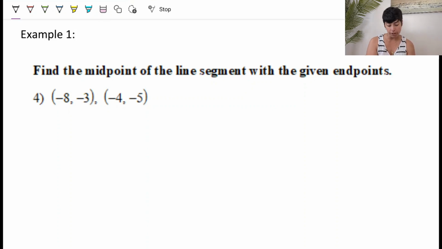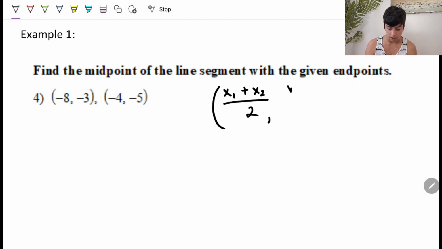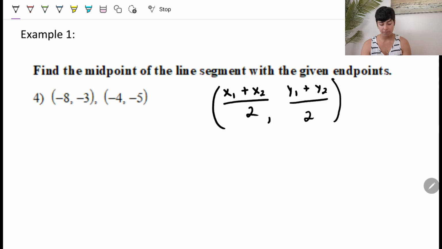Now first off, let's talk about what the midpoint formula is. Your midpoint formula looks a little weird because it looks like a coordinate. It's not really necessarily like an equation. So we have (x1 plus x2) over 2 and (y1 plus y2) over 2. All we have to do is plug our coordinates into our formula and we have a midpoint. Sometimes we need to simplify, and we'll see all of that here.